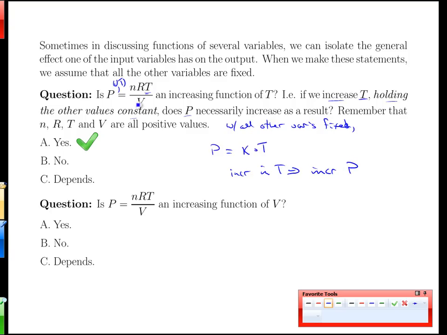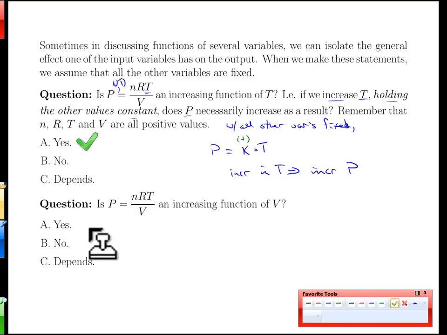Now, it's important to recognize that these are all positive constants: n is the number of moles, R is the ideal gas constant, and volume is going to be positive as well. So yes, we're definitely going to have a positive times T, and if T is increased, then the pressure is increased as well. How about V? What happens when we increase V in this relationship?